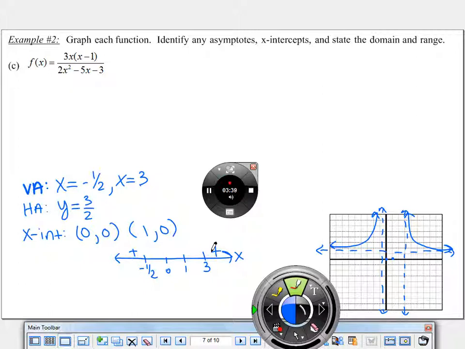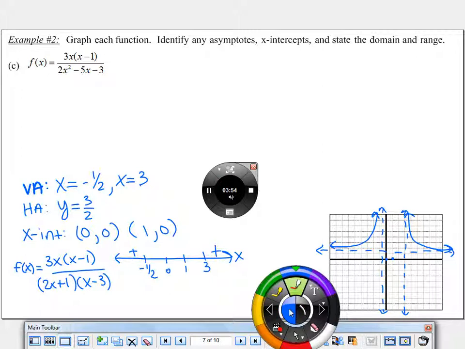So again, if we look at our function, and we had written it in factored form to help analyze it a little bit, we have this 3x, x minus 1, 2x plus 1, and x minus 3 in the denominator. So what we had been doing with our sign chart was plugging values in a certain range of x and seeing what would happen. Would we be above or below the x-axis?